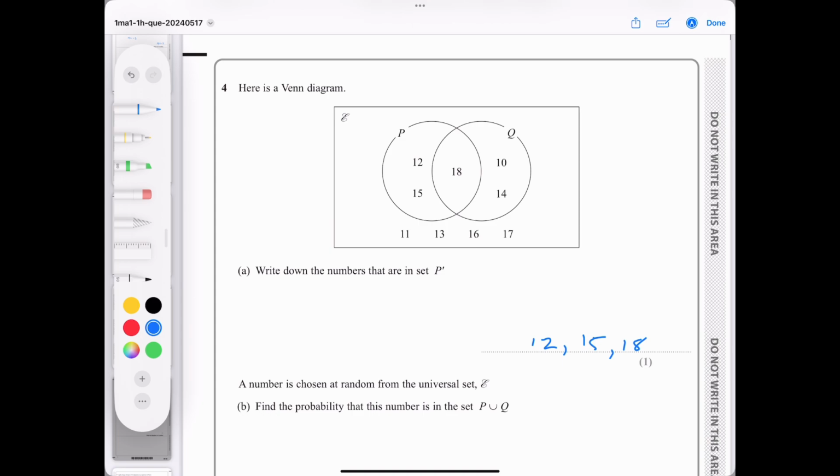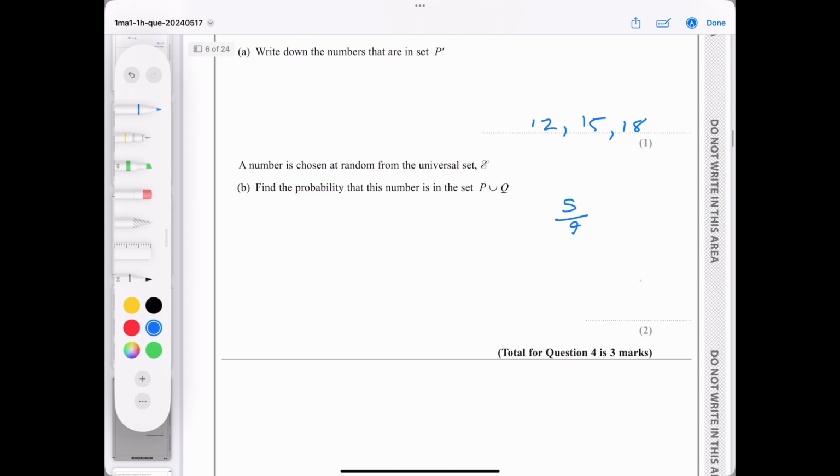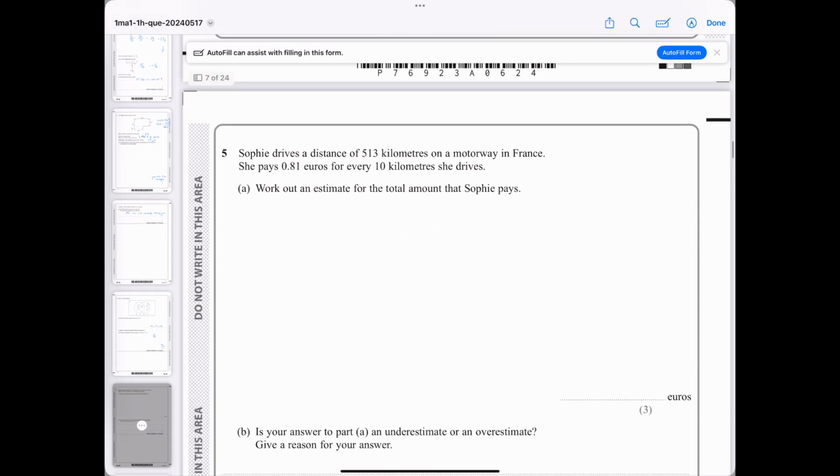Find the probability this number is in the set P union Q. So it can be P or Q. That means there's 5 in there: 1, 2, 3, 4, 5. There's 9 in the whole set, so it's 5 out of 9. I think this is going relatively quickly, so I'll do another one.